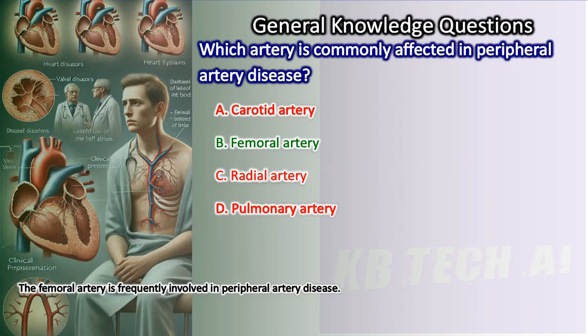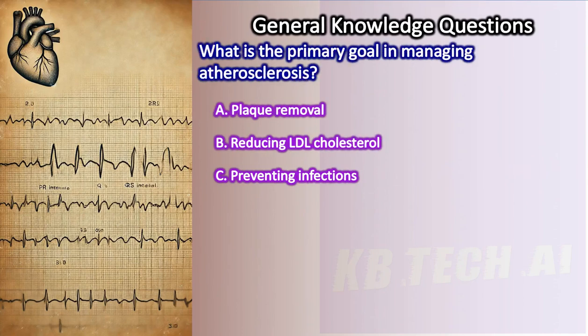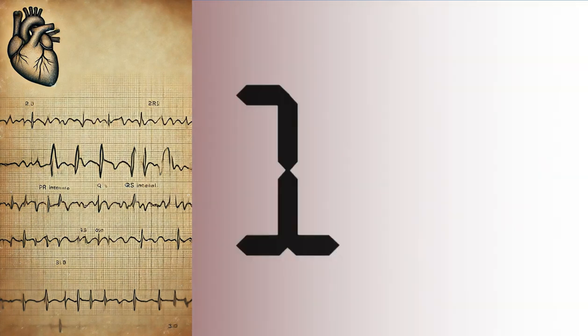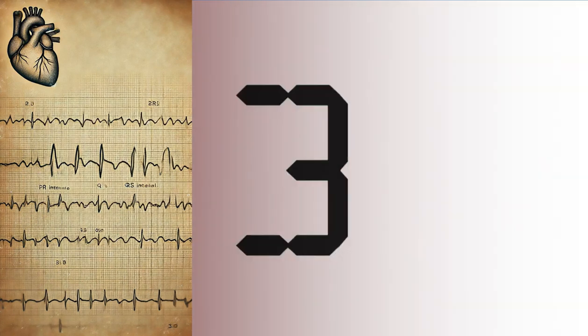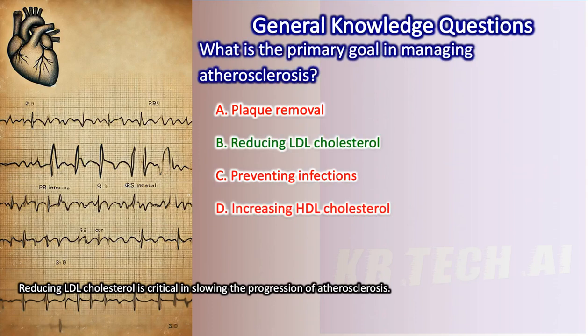Femoral artery. Which is the primary goal in managing atherosclerosis? Option 1. Plaque removal. Option 2. Reducing LDL cholesterol. Option 3. Preventing infections. Option 4. Increasing HDL cholesterol. The answer is option 2.